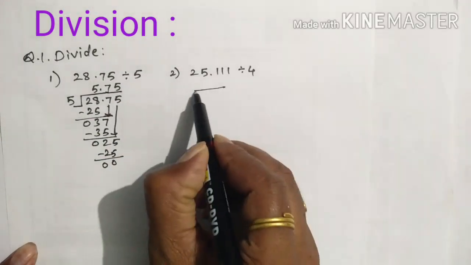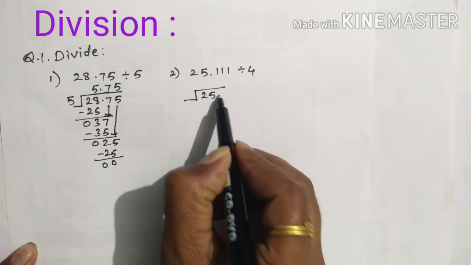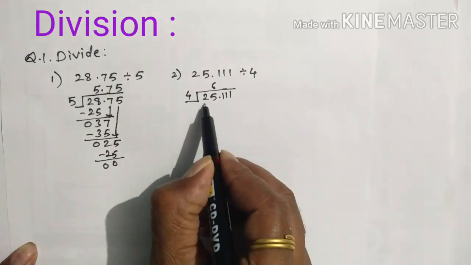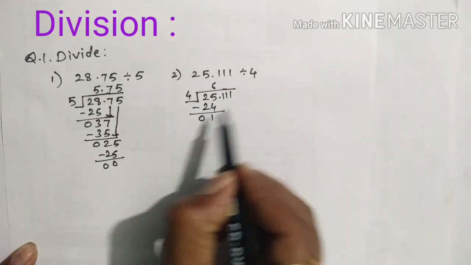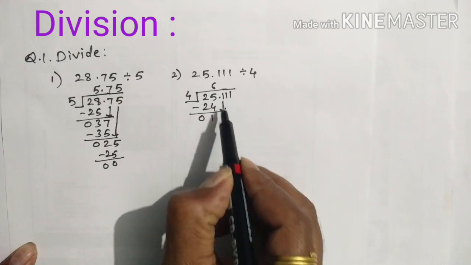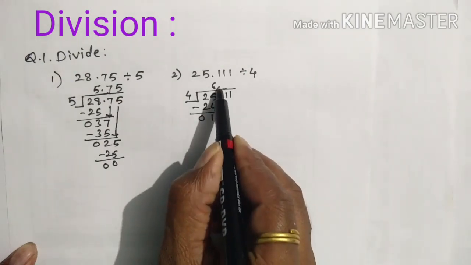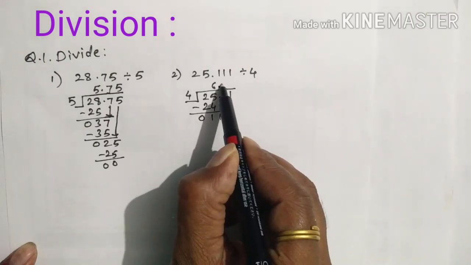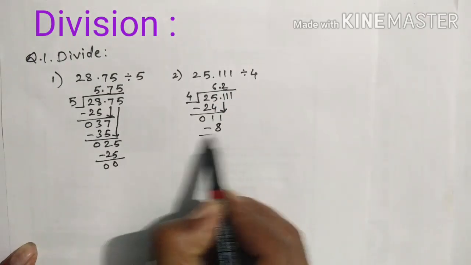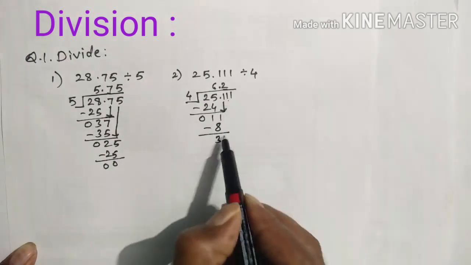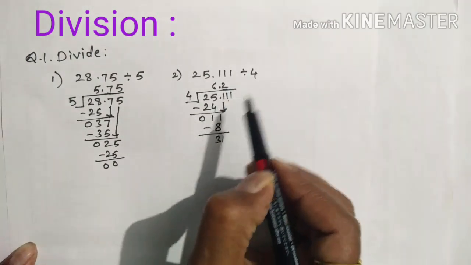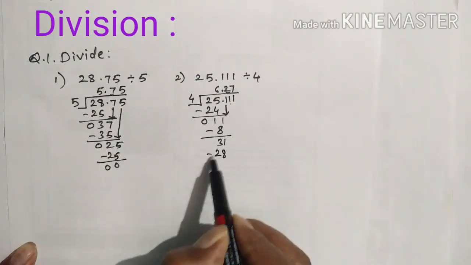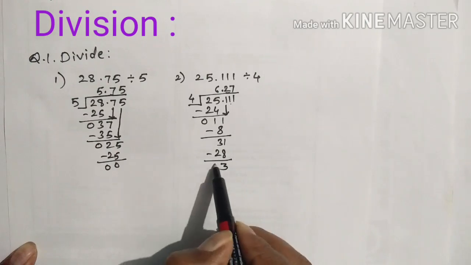What about this? We have to arrange it like this only. 25.111 divided by 4. 4 6s are 24. We are taking now this one, and 1 is in the decimal part, that's why we have to put a decimal point here. Okay, here we will do 4 2s are 8, remaining 3. Now the next one we are taking here, 4 8s are 32 would be bigger, 4 7s are 28 would be here, 11 minus 8 is 3, and here 0.